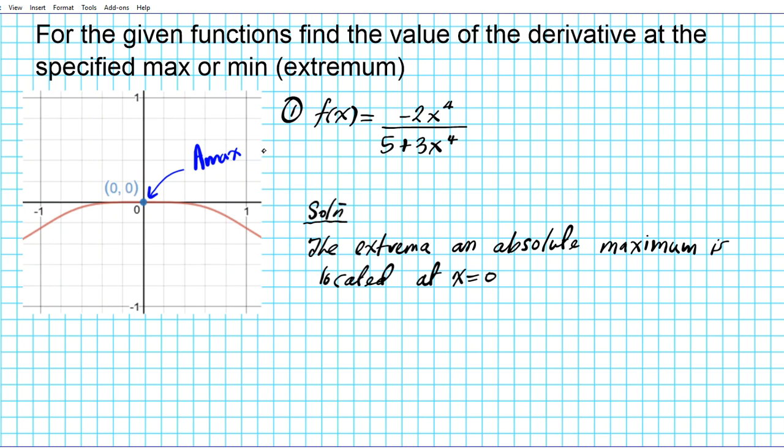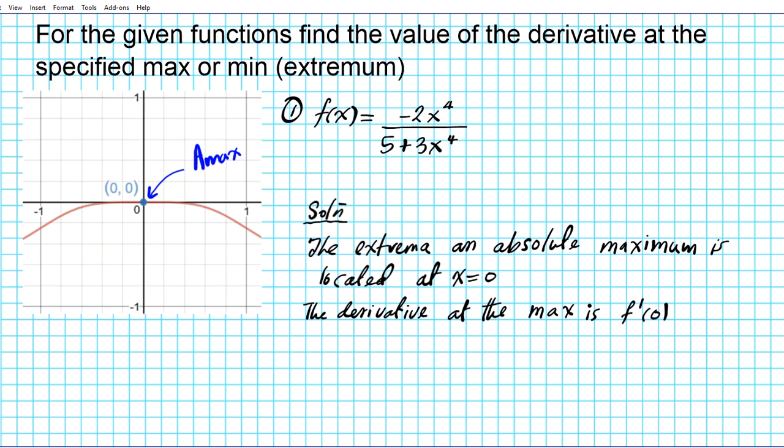Now we've identified that the extremum is located at x equals 0. Now we need to find the derivative at x equals 0. So the derivative at the maximum is simply f prime of 0.